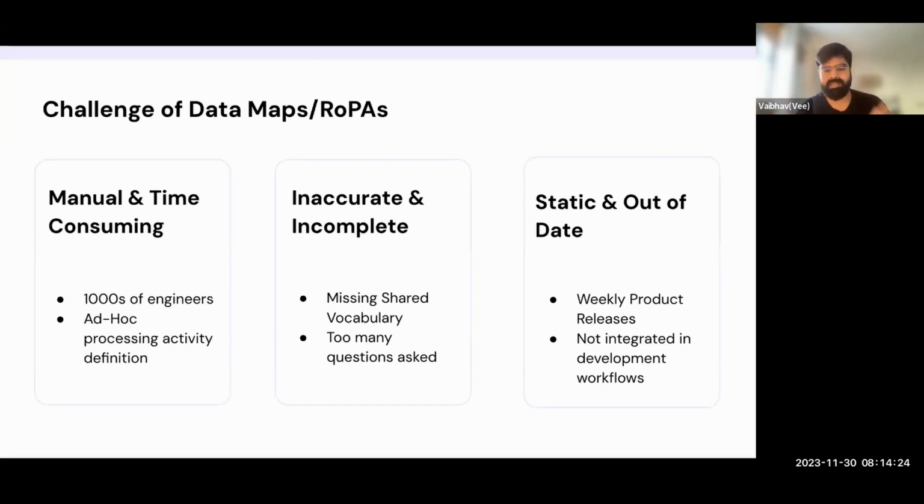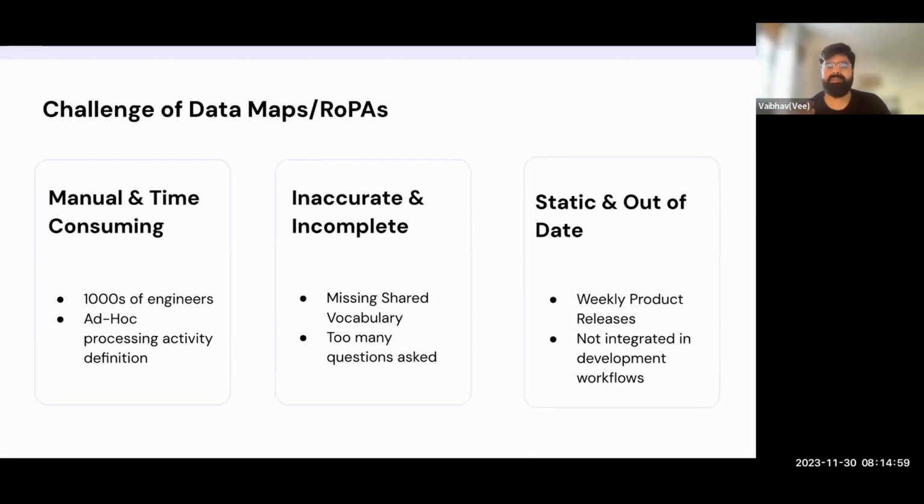So that's the first big bucket: manual, time consuming, takes a lot of time. The second thing is it's driven by tribal knowledge. It's driven by human input. It's driven by people's memory. So it's always going to be inaccurate and incomplete. Again, the biggest challenge I've seen is there's always a missing shared vocabulary. When you ask an engineer what personal data you're processing, they might be thinking PII or PHI or email. And it turns out they say they don't process personal data, but they have a lot of personal identifiers in there.